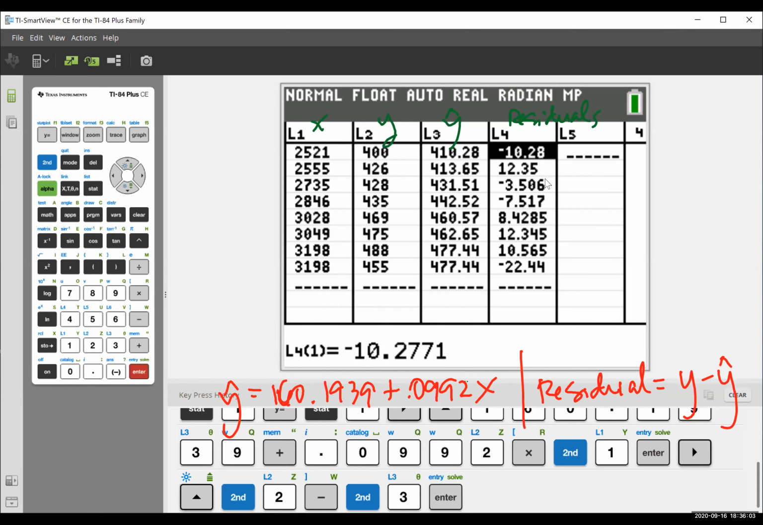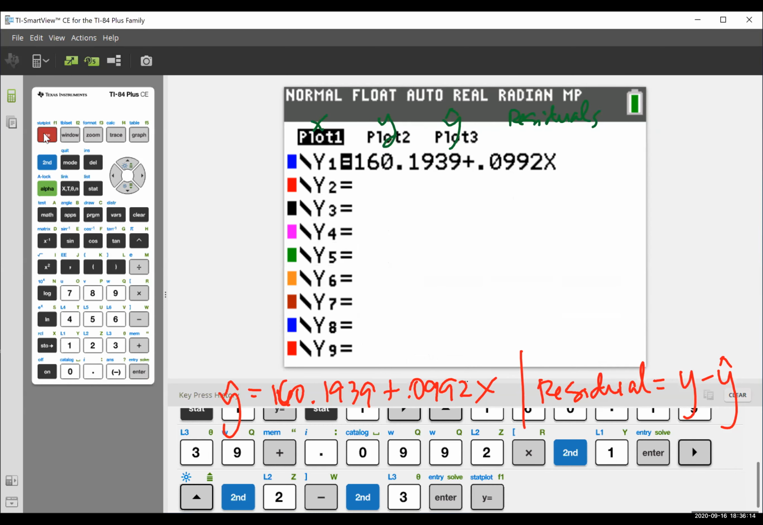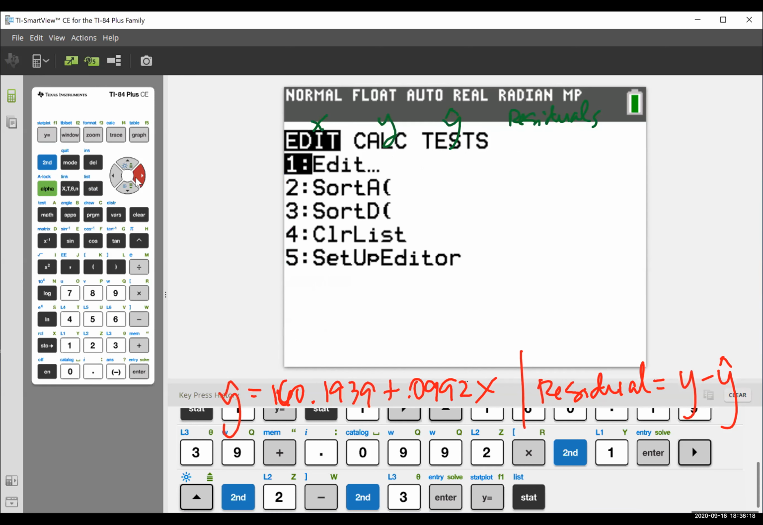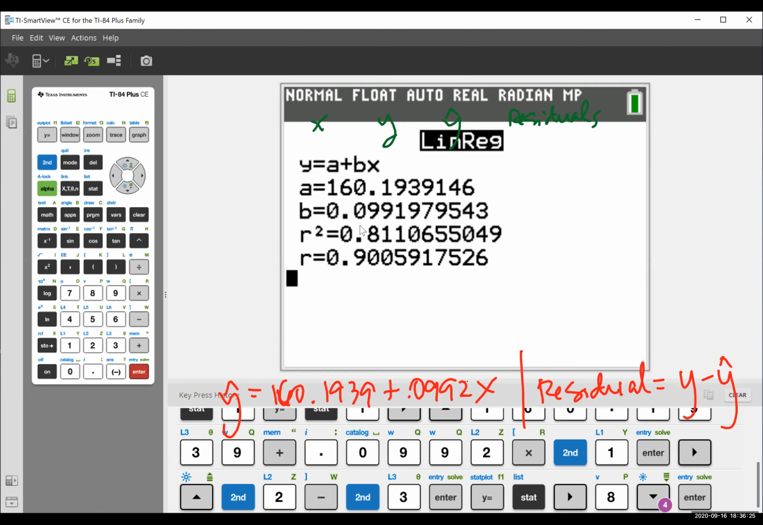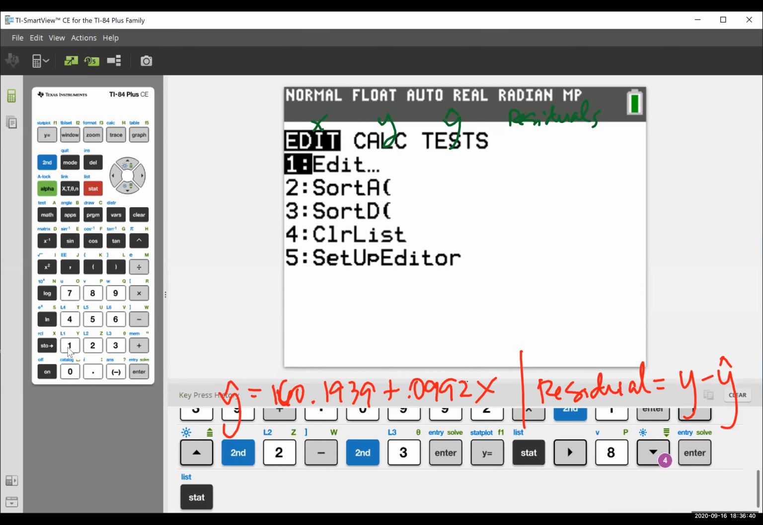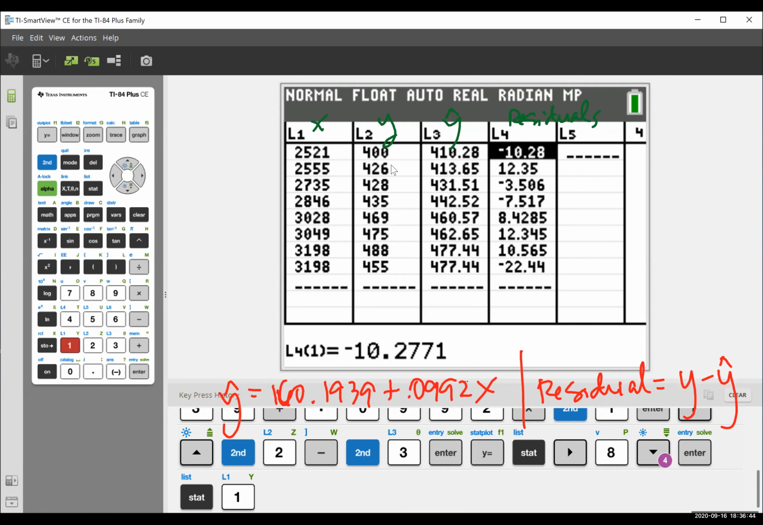So the formula of Y hat is from, remember, from here. And Y hat, we got that from stat calc 8. It's the equation. So from here, you will be able to write the equation. So A is 160.1939, B is 0.0992x, right? So after you get the equation, when you go back to your data, you will be able to compute the Y hat of all the X values. So what we did is you type this times L1.